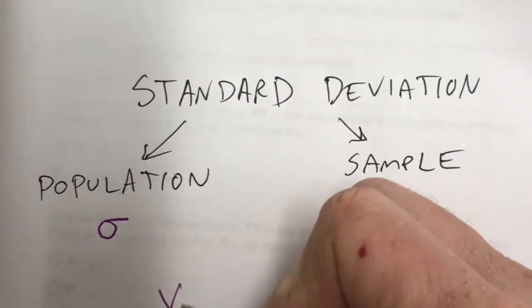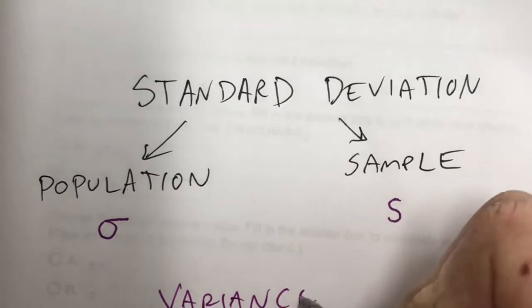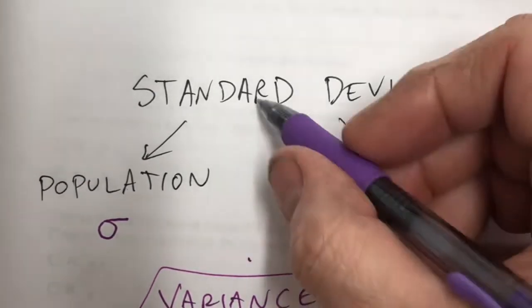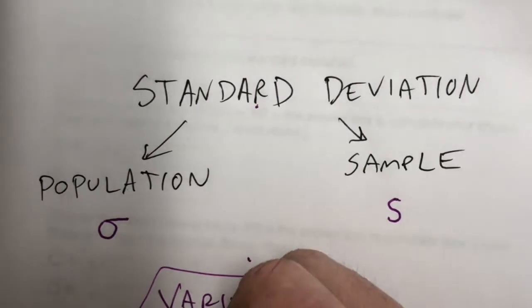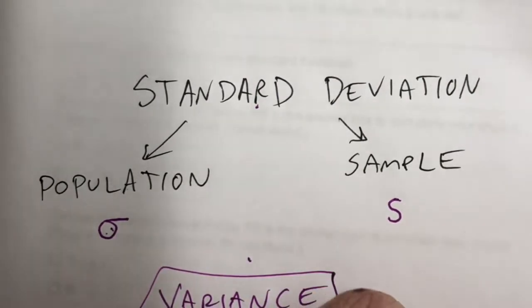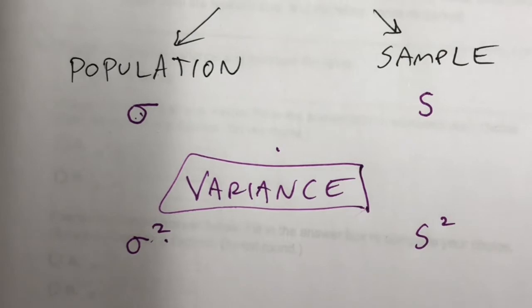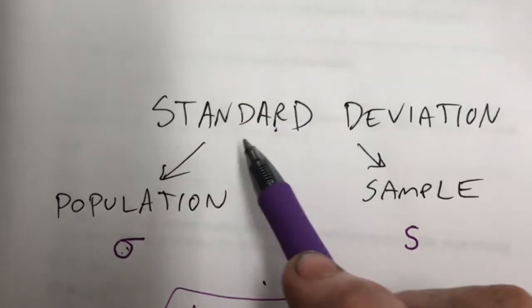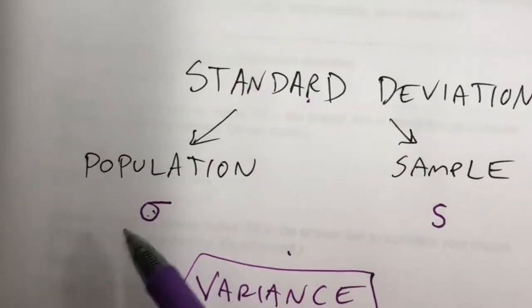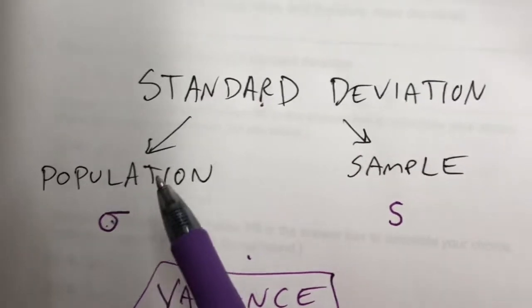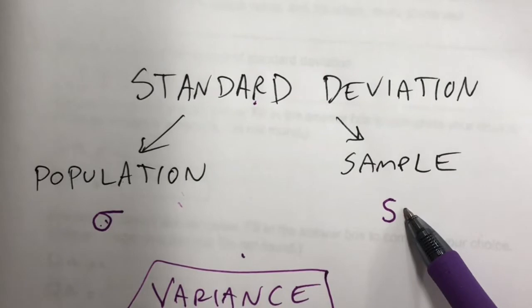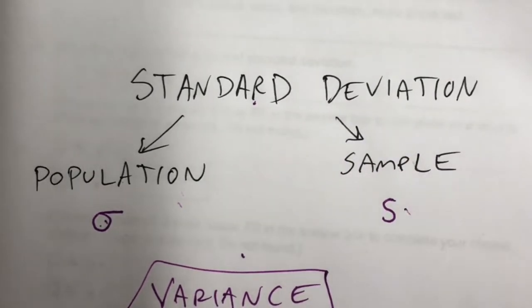We have what's called variance, which you find before you find standard deviation, but variance is sigma squared, or S squared if you're talking about a sample. Let's get it on the screen here. There are two different notations for standard deviation. We use sigma for standard deviation if we're talking about a population. We use S for standard deviation if we're talking about a sample.